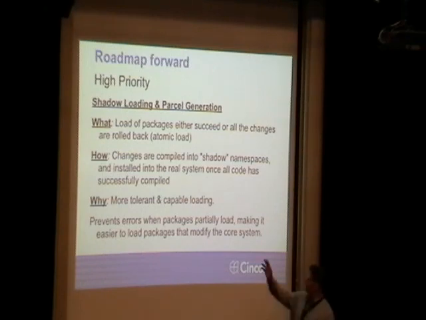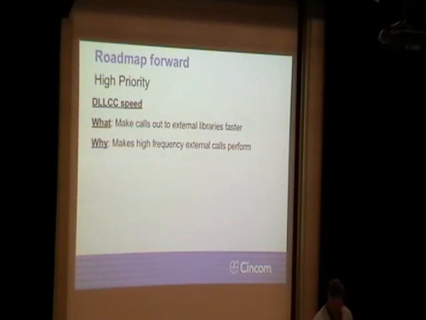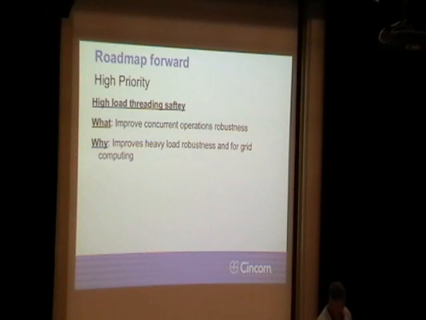Shadow loading, to make loading more capable and tolerant. More of an atomic load, so you can load it all instead of little by little, and then as pieces that are needed are not there, it causes difficulty at times. C interface speed, and high load threading safety, like with high communication with sockets or grid solutions.